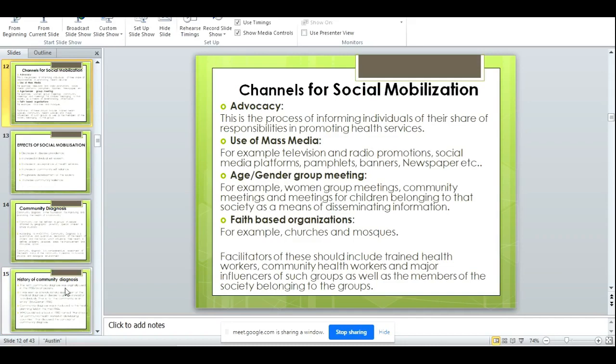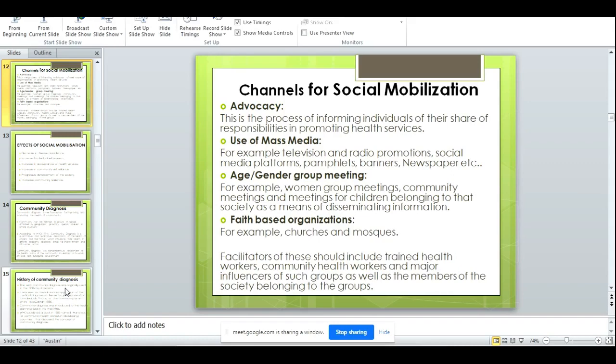The first way to mobilize people is by advocacy. This is the process of informing individuals of their share of the responsibilities in promoting health service. Other ways of mobilizing the people is through the use of mass media, for example television, radio promotion, social media platforms, pamphlets, banners, newspapers, etc.